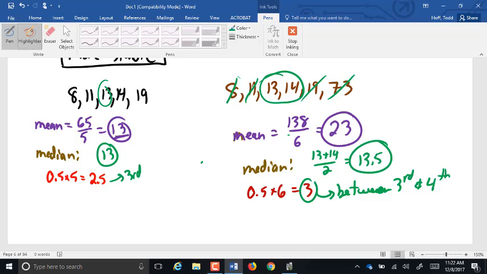But you can see here, the mean went from 13 to 23. The median only went from 13 to 13.5. The median is more stable. And because of that, we usually view it as a better measure of center.